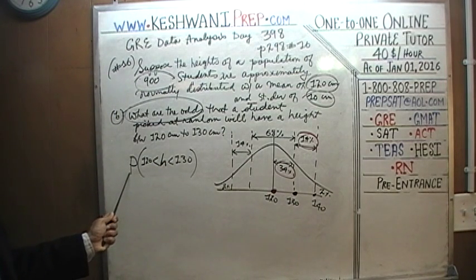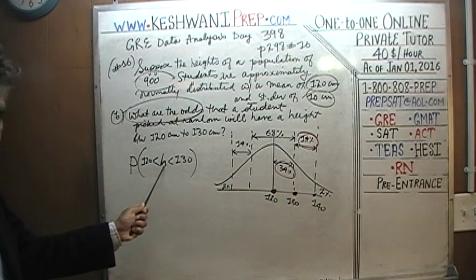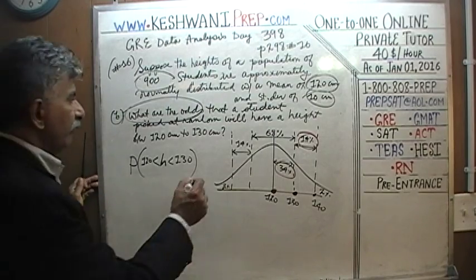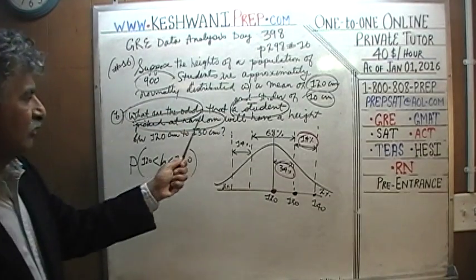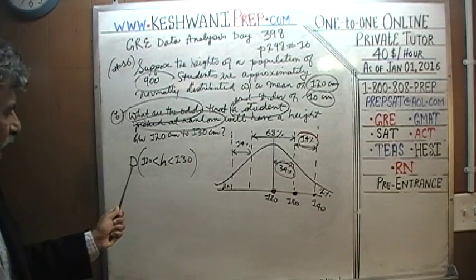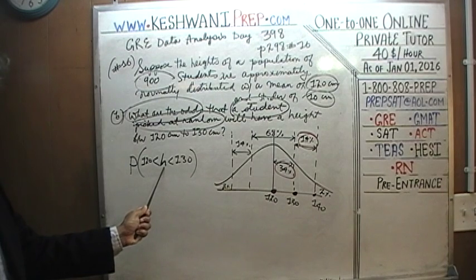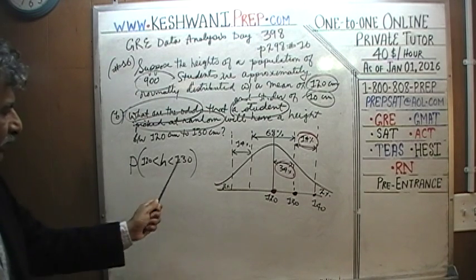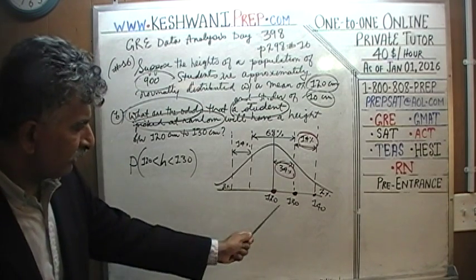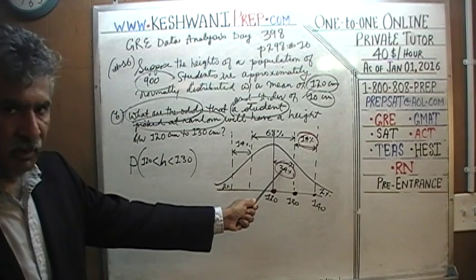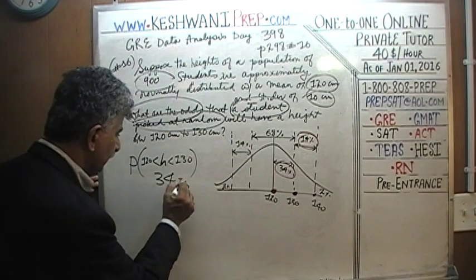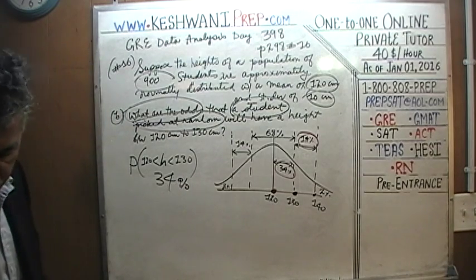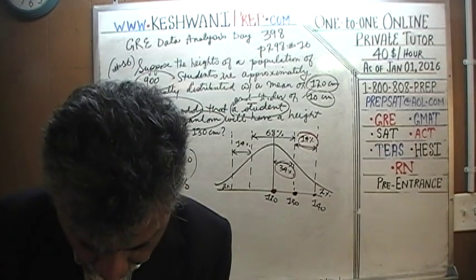H represents the height of a student picked at random. What is the probability that the height of a student picked at random will be between 120 and 130? Well, 120 to 130 is this right here, and we can clearly see from the bell curve that it is 34%. The odds are 34%. That's it. The answer is 34%.